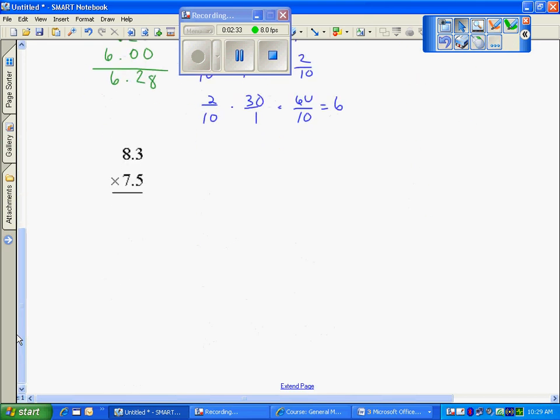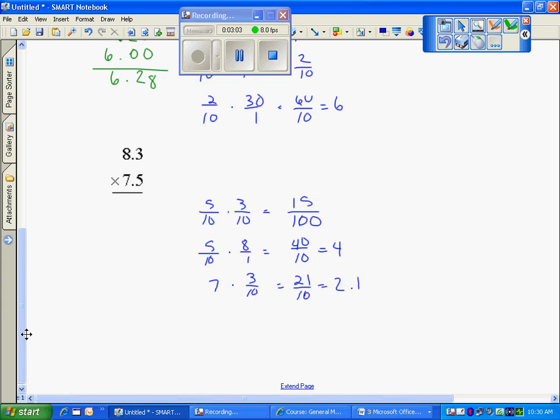And the last problem requires a little bit more distribution with my partial products. 5/10 times 3/10 is 15/100ths. 5/10 times 8 is 40/10, which reduces to a whole 4. 7 times 3/10 is 21/10, reduces to 2 and 1/10. 7 times 8 is 56.